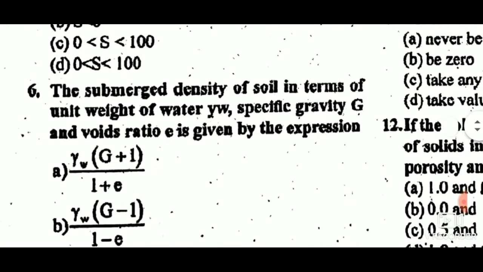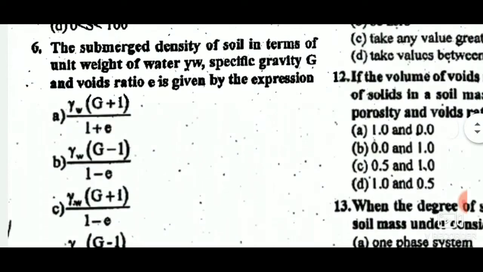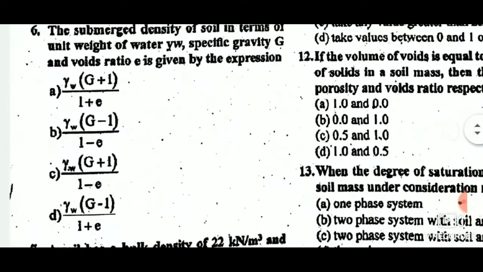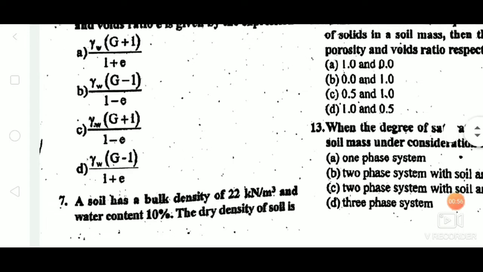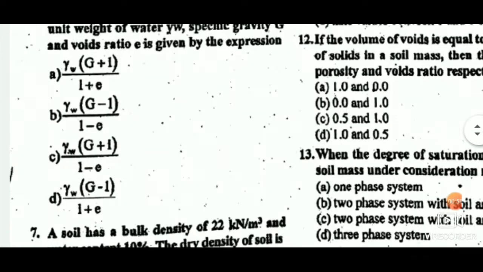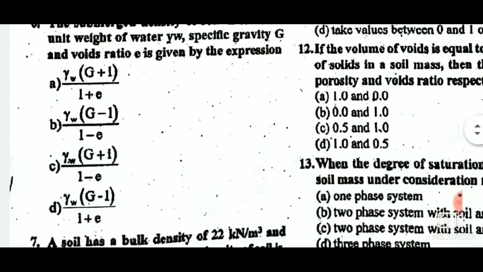Next question: the submerged density of soil in terms of unit weight of water gamma W, specific gravity G, and void ratio E is given by the expression. Here we have four expressions. In this, option D is the correct answer: gamma W into G minus 1 divided by 1 plus E.